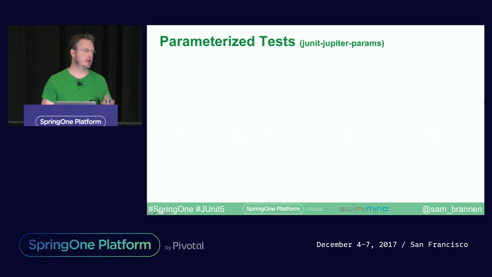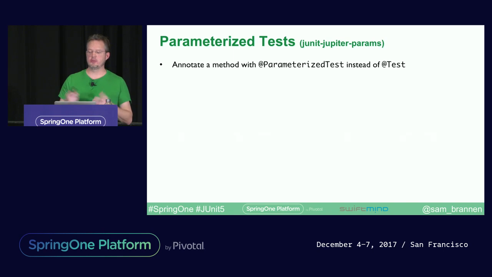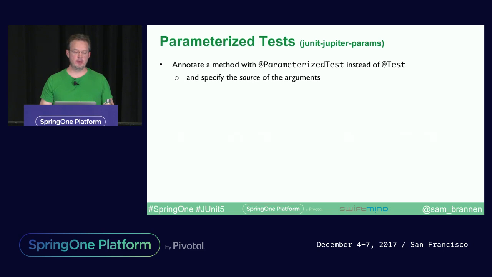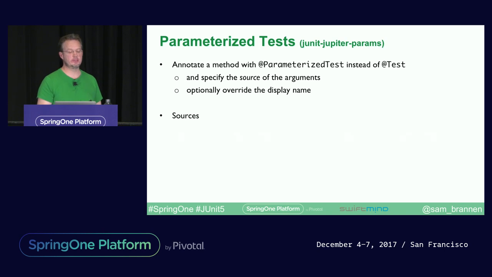So this is kind of inspired by JUnit Params. You might have seen that, an external third party. And now what we have is @ParameterizedTest you'd use instead of a @Test. And you specify the source of the arguments, where they come from, optionally overriding the display name like with repeated tests. And in terms of these sources, we have lots of different options out of the box.